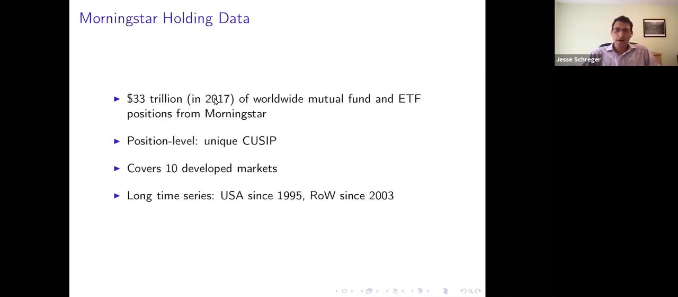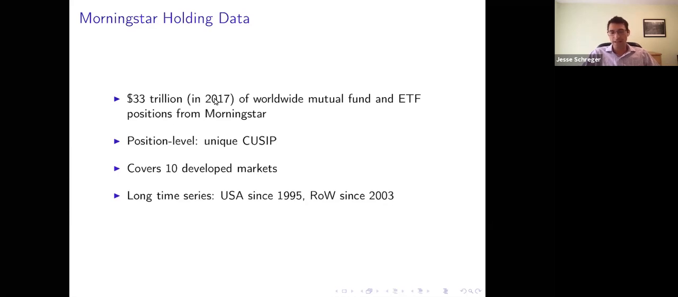Brent walked through the aggregate data, the international investment position data, the net foreign asset position data. We start from a microdata set from Morningstar. If any of you own mutual funds, you might be familiar with Morningstar from the ratings they put on a mutual fund, 4 or 5 stars. What we use is the data from them, which is the individual portfolio holdings, the individual securities that mutual funds around the world own.